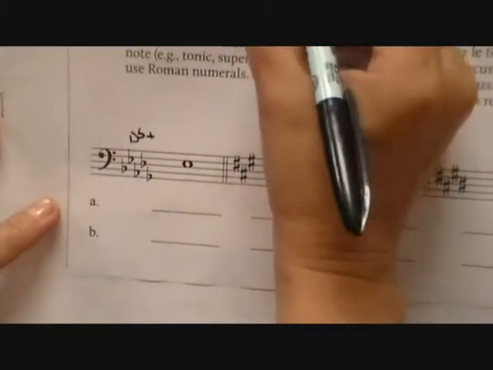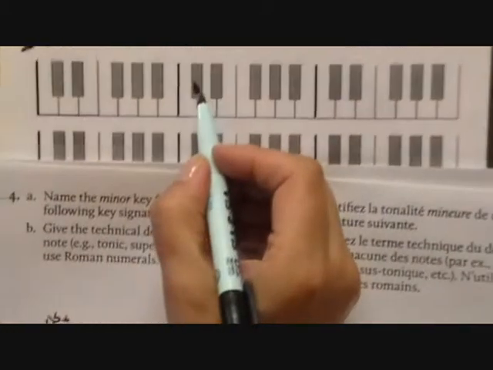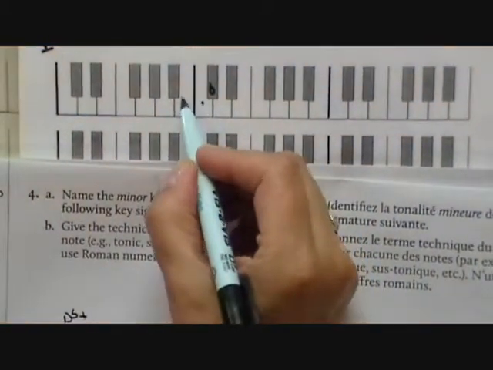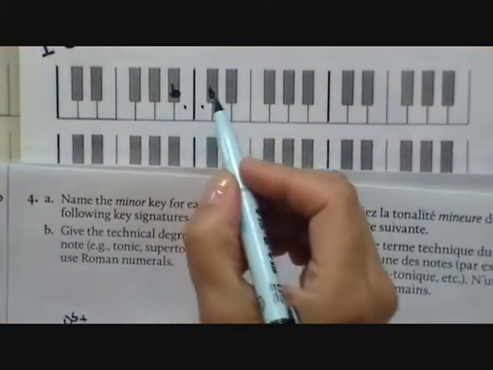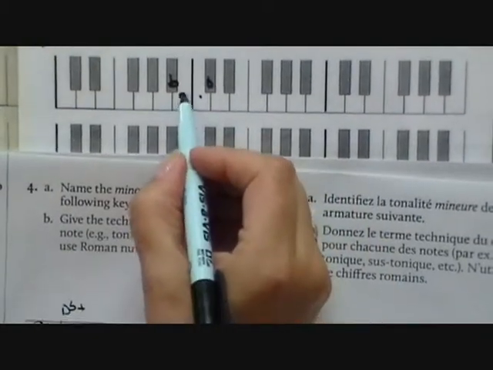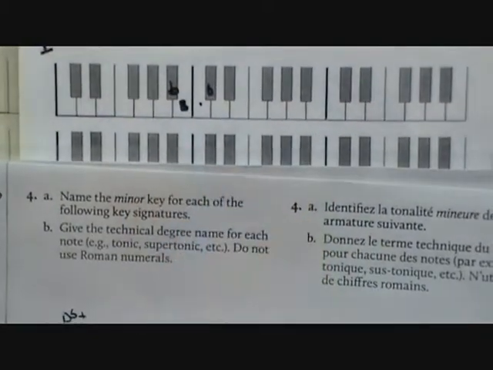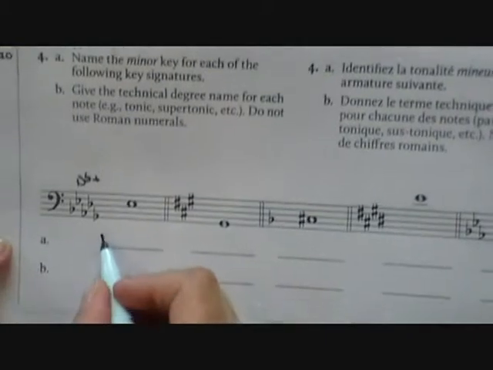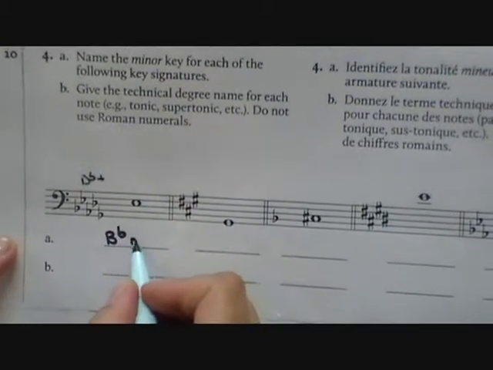So right over here, this D flat major. We're going to go 1, 2, 3. So D flat major is related to B flat minor. So let's write that in. B flat minor.